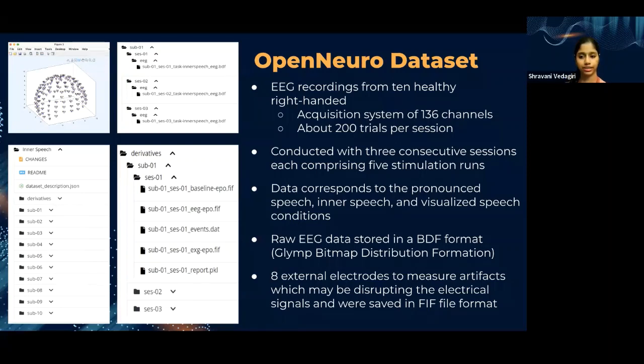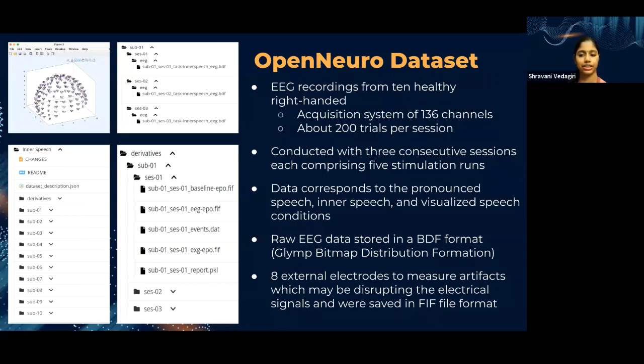There was also a baseline interval at the beginning of each session where the subject was directed to note, move, and relax. For the pronounced speech, the subject had to repeatedly say the word aloud to more clearly define the motor regions which were activated. In the visualized condition, the subjects had to focus on moving a circle in the center by the directions indicated.